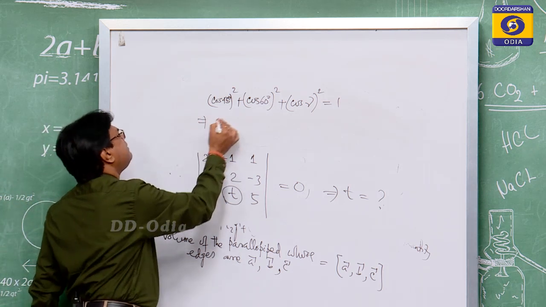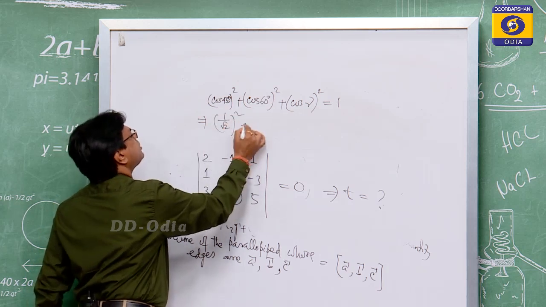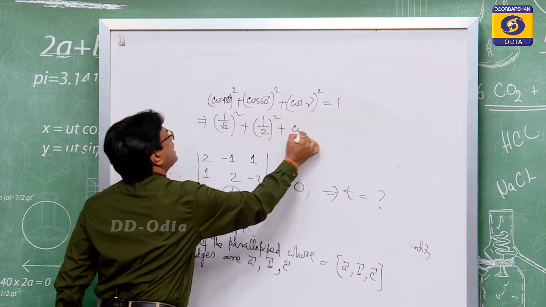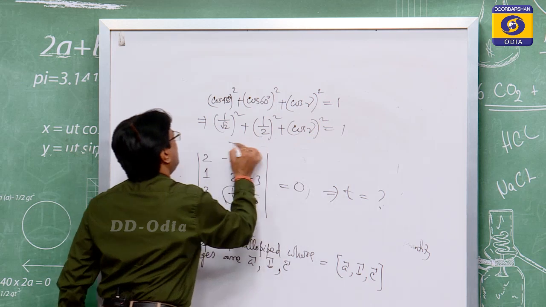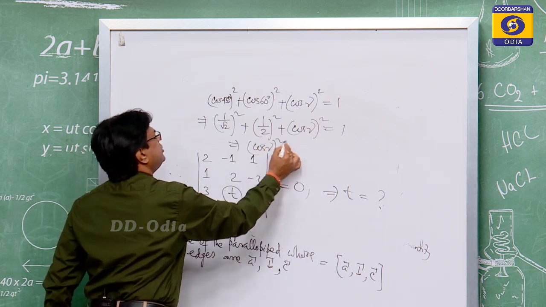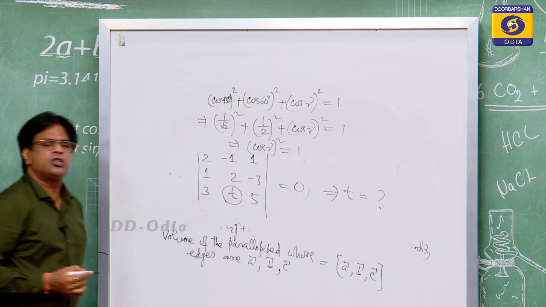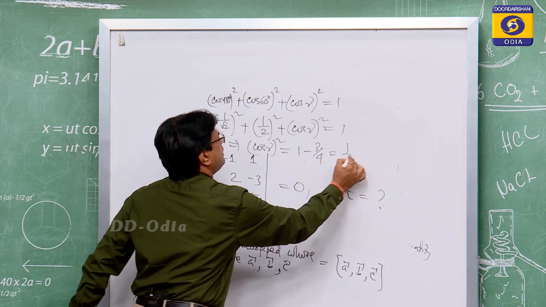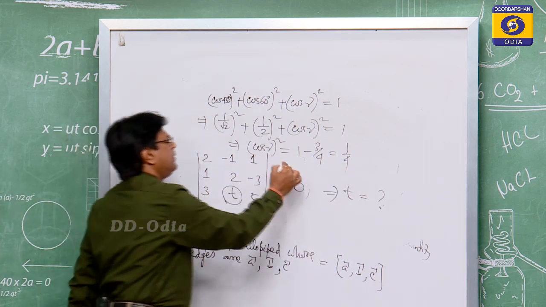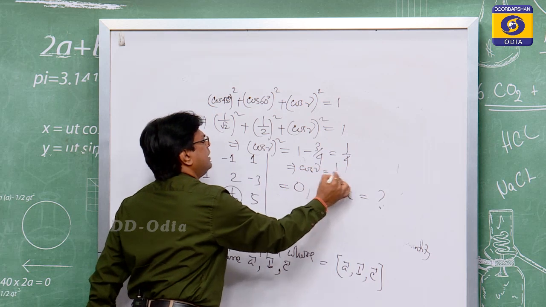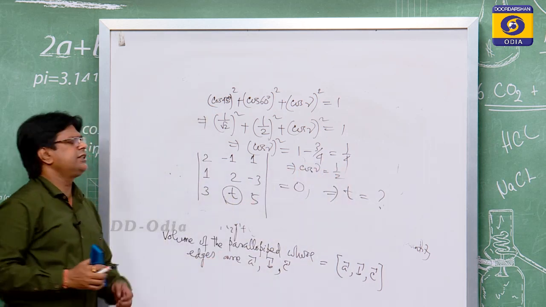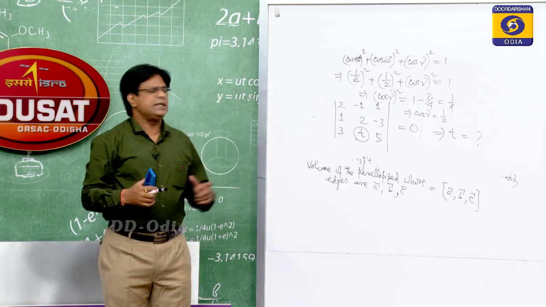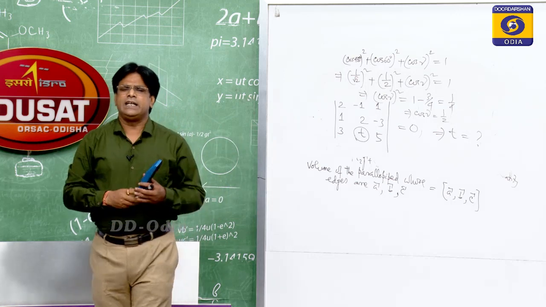So, cos 45 is equal to 1 by root 2, whole square, plus cos 60 is equal to 1 by 2, whole square, plus cos square gamma is equal to 1. So cos square gamma is equal to 1 minus (1 by 2 plus 1 by 4), that is 1 minus 3 by 4, that is 1 by 4. So, cos gamma is equal to 1 by 2. So, gamma is equal to 60. This unit vector makes 60 degrees with the z axis.